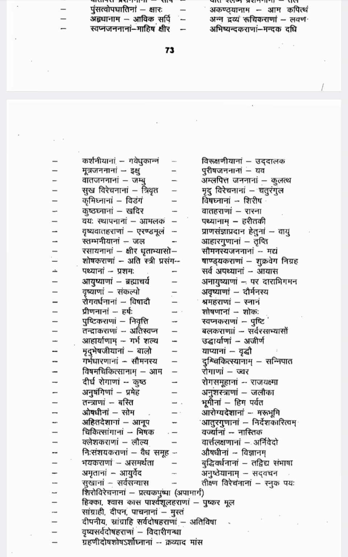Okay, because in rajekshma so many disorders will be occurring. Roga samuha is rajekshma. Anushastranam sreshta is jaloka. Then bhuminam hima parvada is sreshta. Himalaya, that region is a good place. Arogya Deshanam Marubhumi. Okay, those who are having Arogya, like Jangala Pradesha, they used to have good Arogya. Ahida Desha is Anuba.